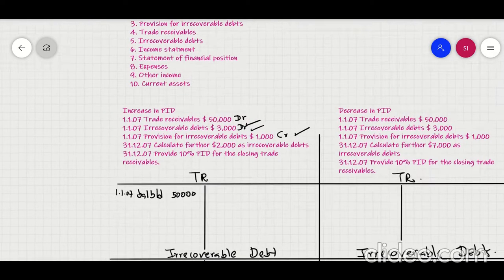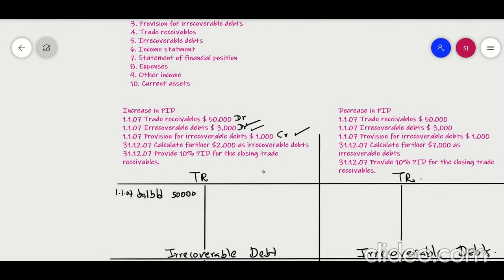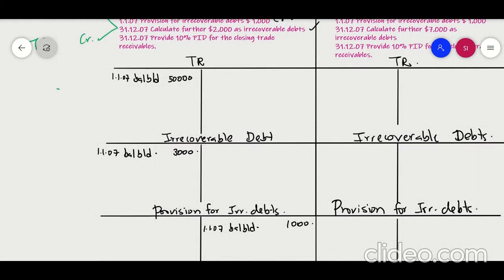Now we are done with entering all the opening balances, and then they have said at the end of the year, provide further irrecoverable debts worth of 2,000. So for this particular one, we have a debit entry and a credit entry. We debit irrecoverable debts account and we credit trade receivables account. So let's go to irrecoverable debts account. On the debit side, 2,000, which occurred on 31st/12/07. Opposite account's name is trade receivables. Then go to your trade receivables account on the credit side. Opposite account's name irrecoverable debts, worth 2,000.